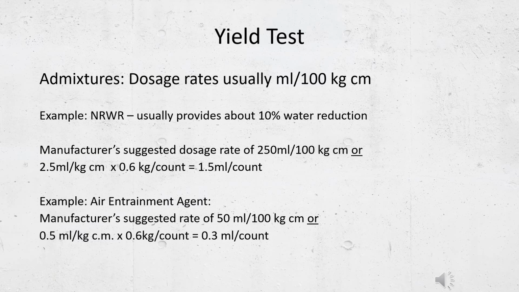Air entrainment admixtures dosage rates are usually of the order of something less than 100 mils per 100 kilograms of cementing materials. Again, ask your admixture supplier for a dosage rate. Let's use the example of a dosage rate of 50 mils per 100 kilograms of cement. That would mean 0.5 mils per kilogram of cement dispensed. Again, from your baseline cement rate of 0.6 kilograms per count that you determined during your calibration, the rate of admixture dispensed should be 0.5 mils times 0.6 kilograms per count of cement, which equals 0.3 mils per count.